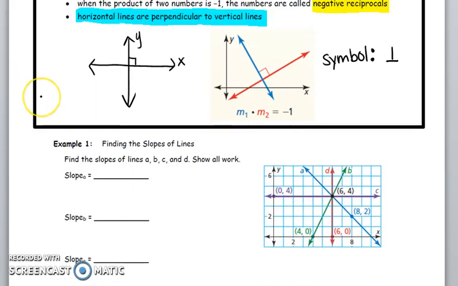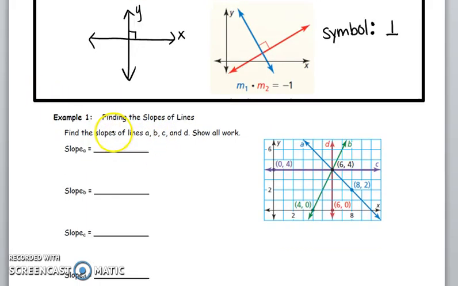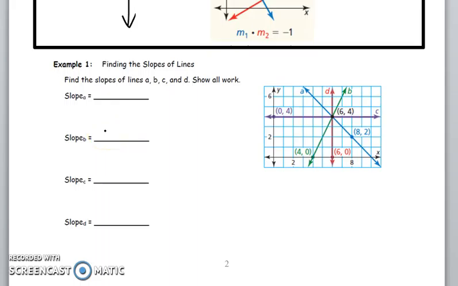So let's talk about actually doing the computation to find the slopes of different lines. So we have 4 different lines here. We have lines A, B, C, and D, and they want us to find the slope of all of those lines. So let's first find the slope of line A. Line A, so we see that this point here, (6, 4), is shared by all of the lines. So (6, 4) is on line A, and line A also has the point (8, 2).